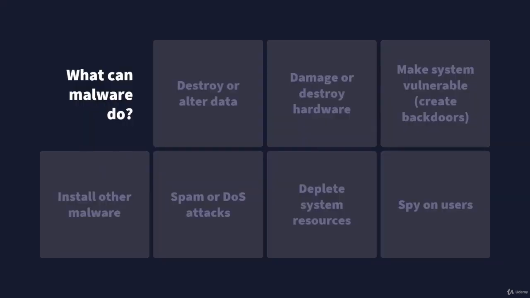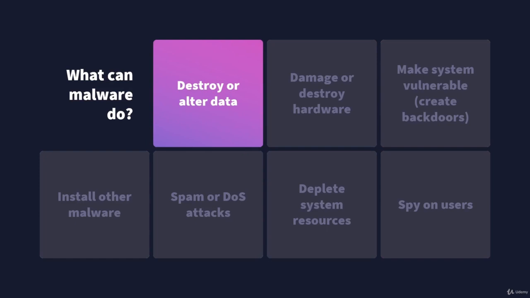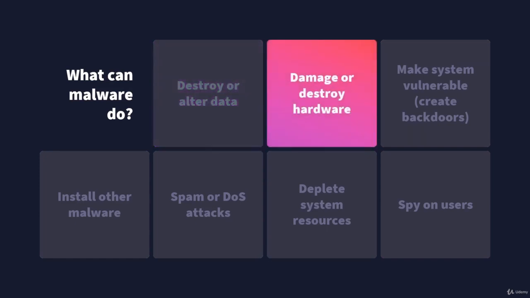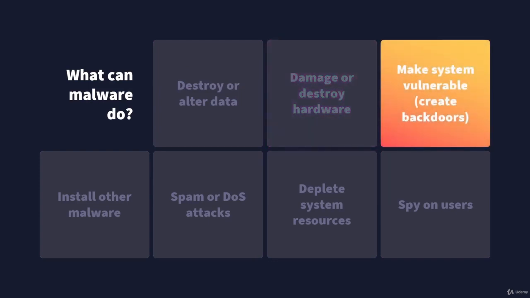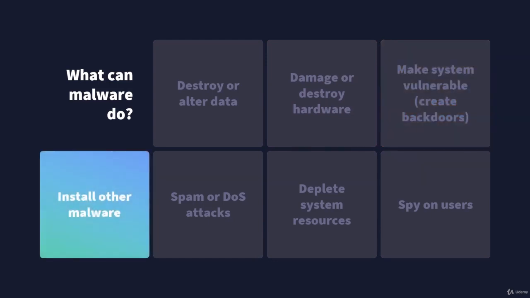What can malware do? Depending on the purpose for which the malware was built, it can do one or more of the following things. Some malware can tamper or even destroy data. In some rare cases, malware can even damage or destroy hardware. It can make systems vulnerable by creating backdoors that can be then used by even more malware. In some cases, malware can install other malware.